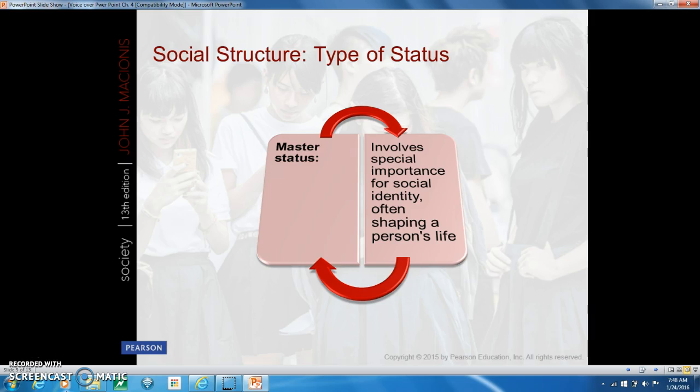Although any person may fill a variety of statuses, many feel that one of their statuses is more important than all the others. Such a status is termed master status. It can have very damaging effects. For example, a woman may be a brilliant scientist and a leader in her community, but she may find that when she deals with men, her status as a woman is more important than any of the others. So a master status is a status that has special importance for social identity, which can often shape a person's entire life.